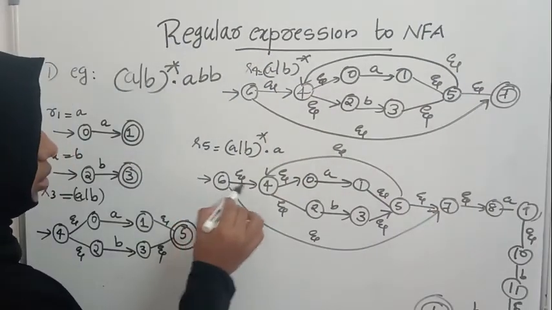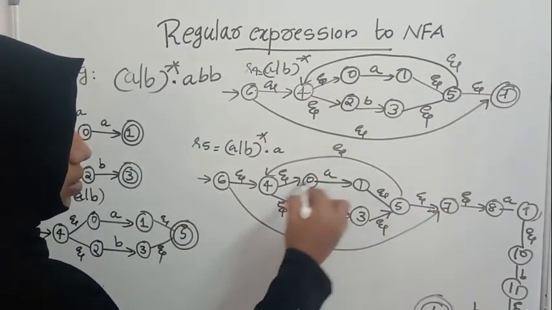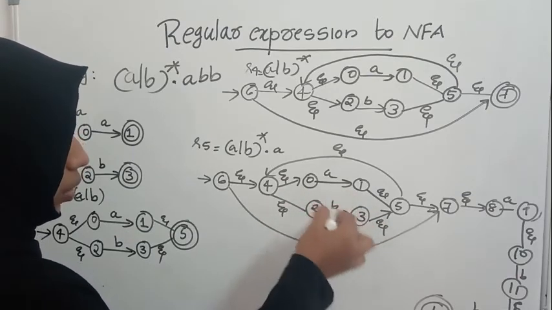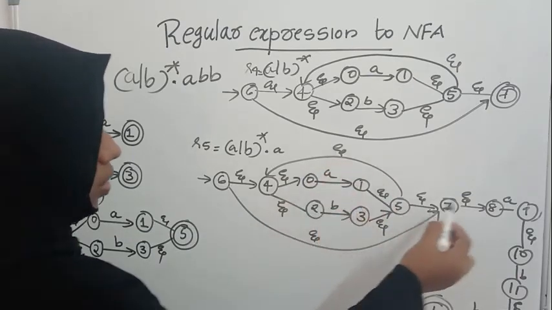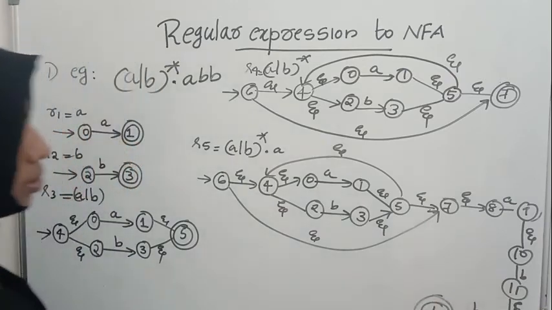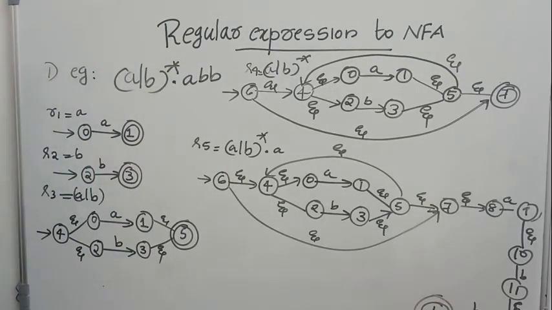So see, this is A or B, because two separate parts for A and B, then (A or B) the whole star, then A, B, B. So this is how we will draw NFA. We will convert regular expression to NFA. We will see one more example.